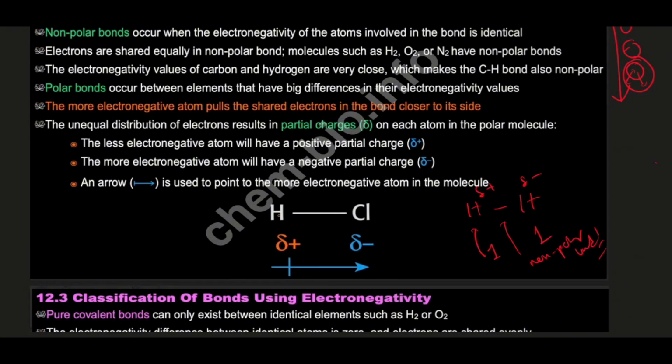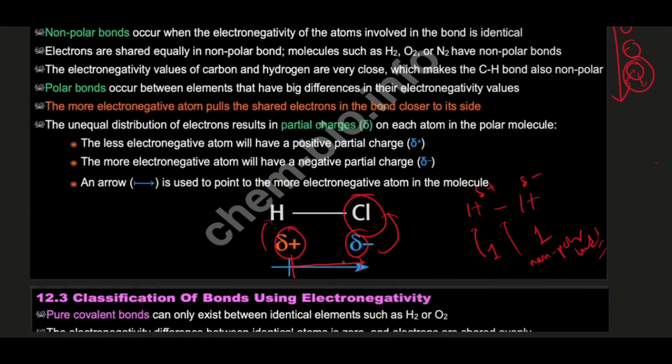All right, but in the case of HCl we know that chlorine has a higher electronegativity, and whenever there is a difference in electronegativity, we use an arrow to show the partial charges produced. Obviously hydrogen will have a partial positive charge and chlorine is going to be negative, and the arrow will be shown towards the chlorine considering it is the more electronegative atom compared to hydrogen.